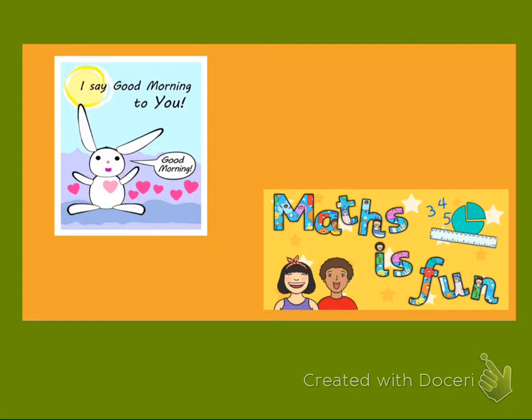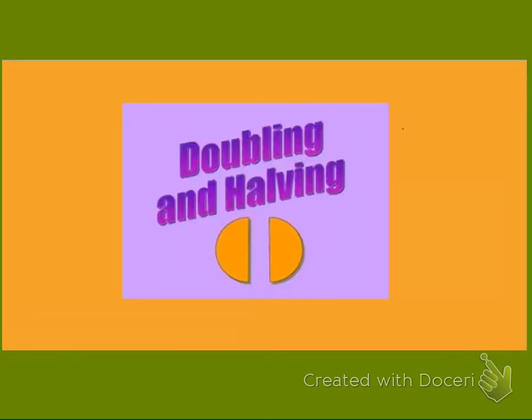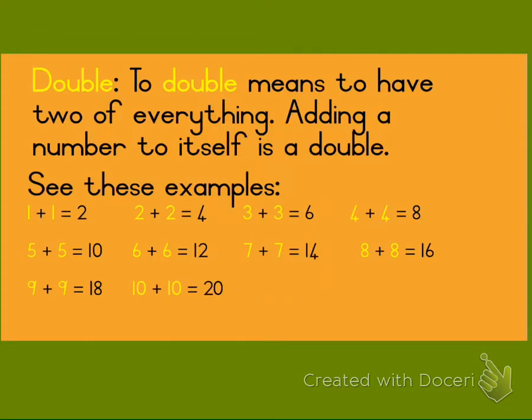Today in mathematics, our lesson is going to be about doubling and halving. Now, we start with double. What does it mean when you are asked to double a number? To double means to have two of everything. So, in other words, adding a number to itself is a double. Let's look at these examples.